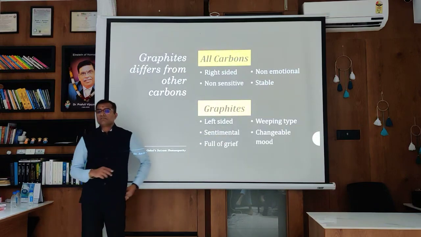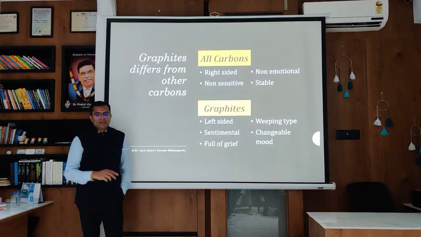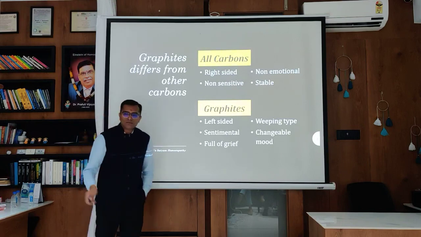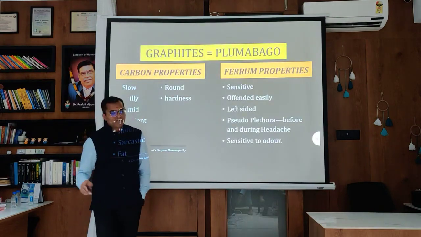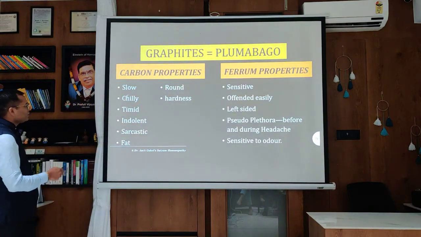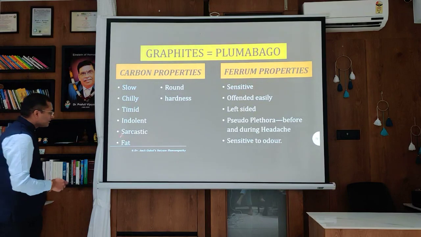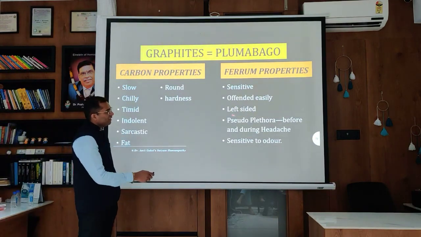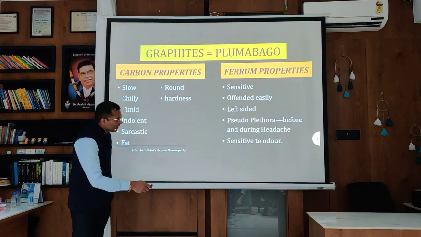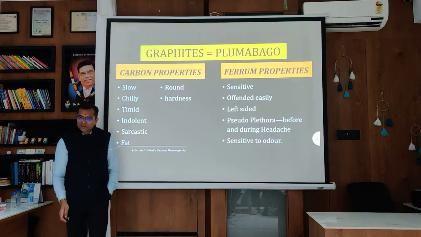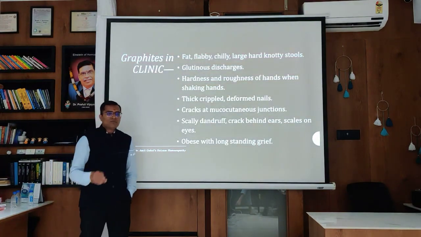Okay, so this is something different from the carbons, because all carbons are mostly non-emotional, slow, sluggish and stable in their understanding. So this is what I am telling you: the carbon properties are slow, chilly, timid, indolent, sarcastic, fat, round, hardness. Whereas the ferrum properties are sensitive, offended easily, left-handed, pseudo plethora, before and during headache, and sensitive to odor. Okay.